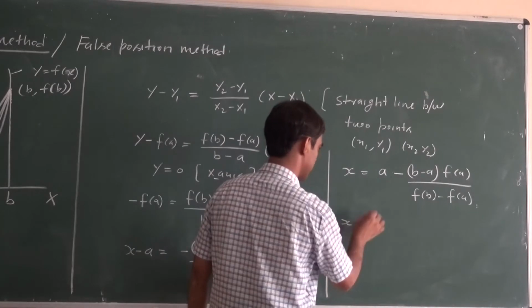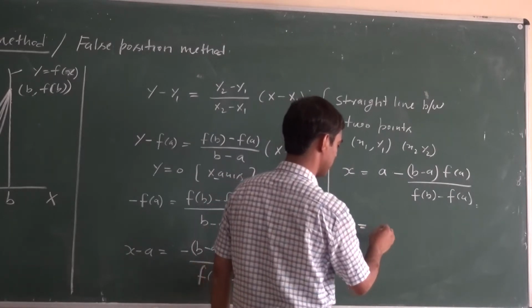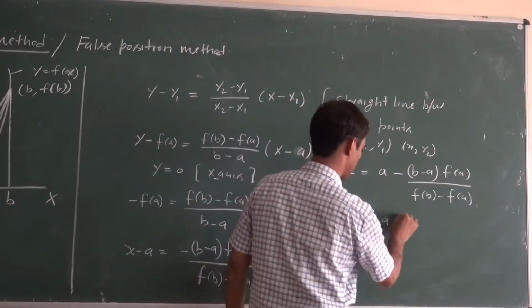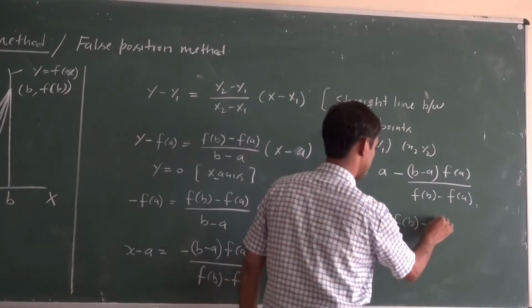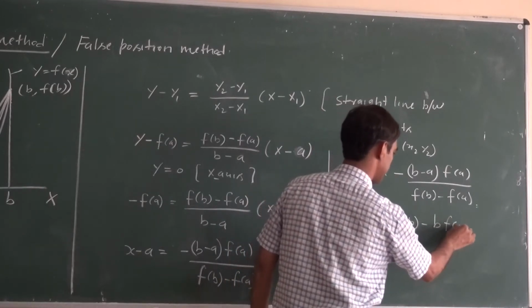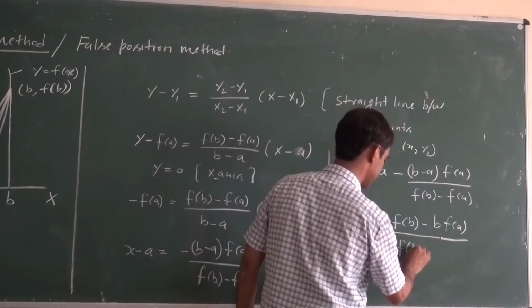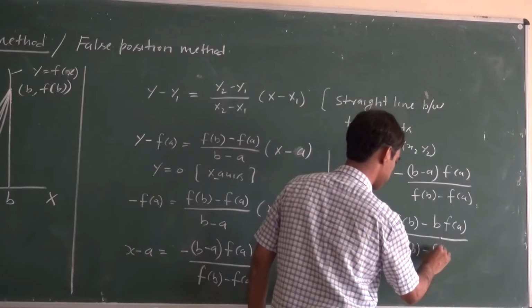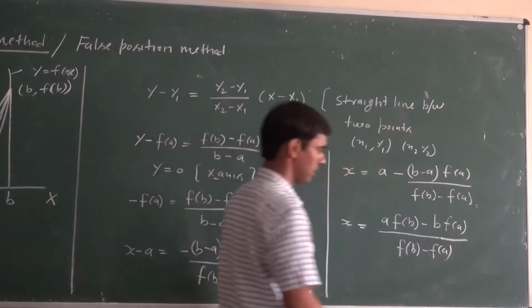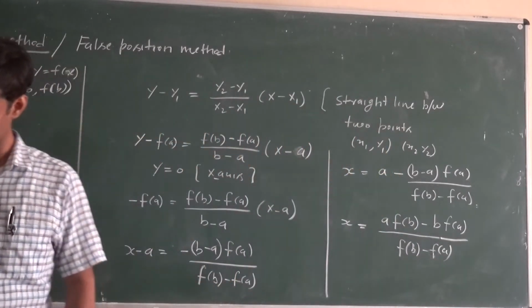So if we simplify this expression, x becomes (a f(b) minus b f(a)) divided by (f(b) minus f(a)).